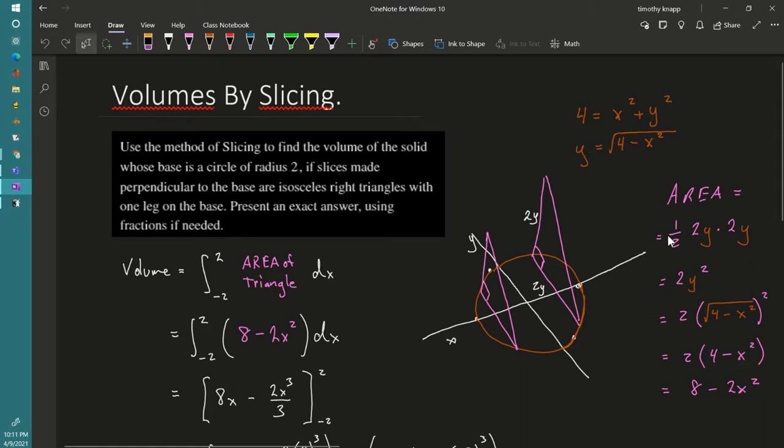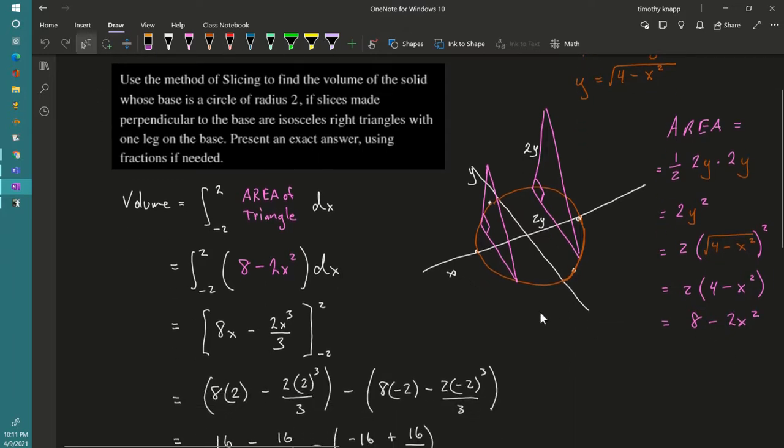So this is kind of what we're doing here. The area of a triangle is 1/2 base times height. The base is 2y, the height is 2y. So if I simplify all that, it's 4 over 2, which is 2y squared. So the area of my triangle is this. But y, remember, is in terms of x. I want it in terms of x because my integral is in terms of x. It's moving along the x direction. So I put this in terms of x, simplify this down, and there's my area of the triangle.